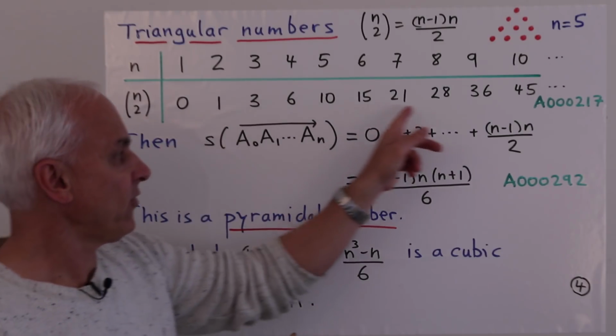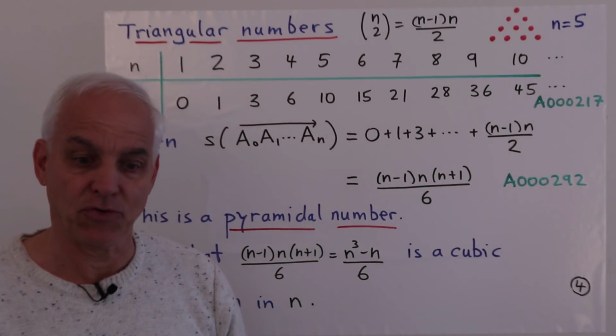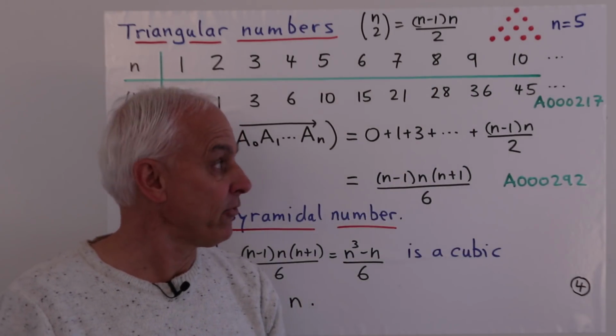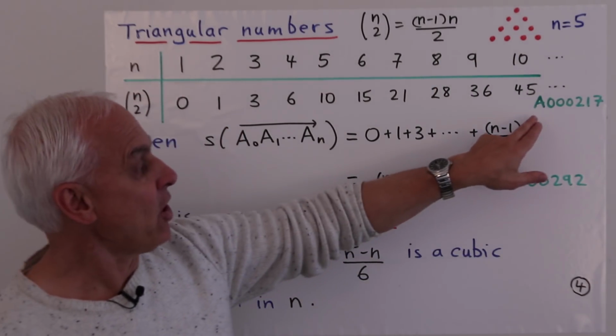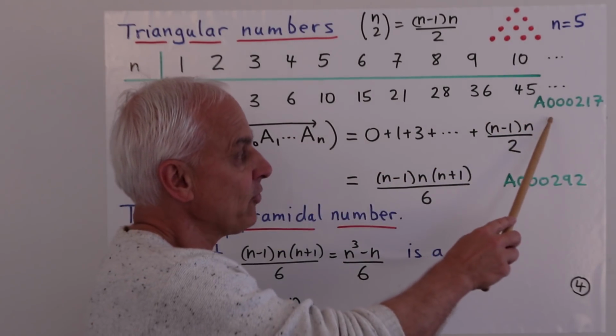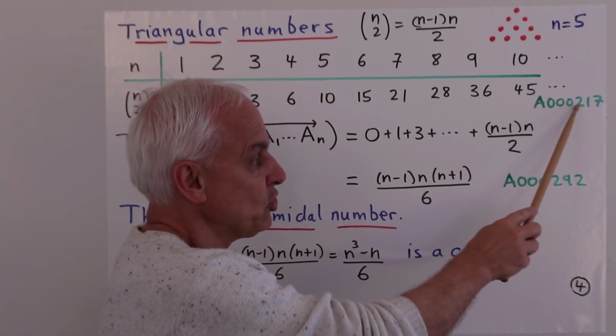This is a very famous sequence going back to the ancient Greeks, who were very interested in the geometry of these numbers. They thought they were very pleasant numbers, which they are. And in Sloan's online encyclopedia of integer sequences, this is a sequence with number A000217.